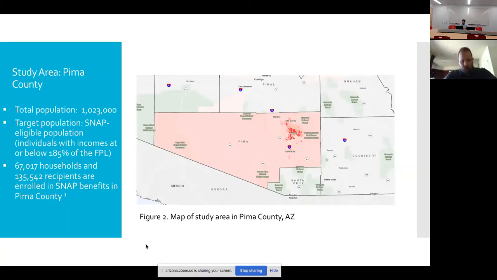And according to the Arizona Department of Economic Security, approximately 67,000 households and 135,000 recipients are enrolled in SNAP benefits in Pima County, so quite a large number.